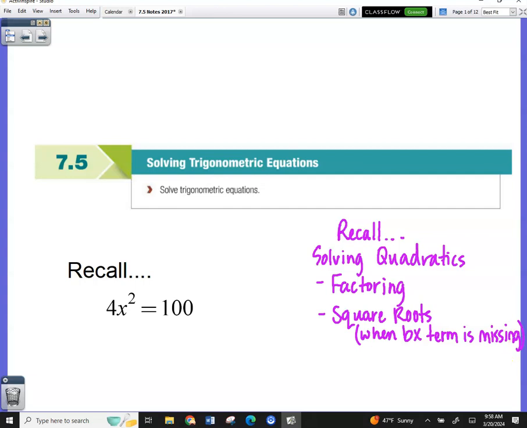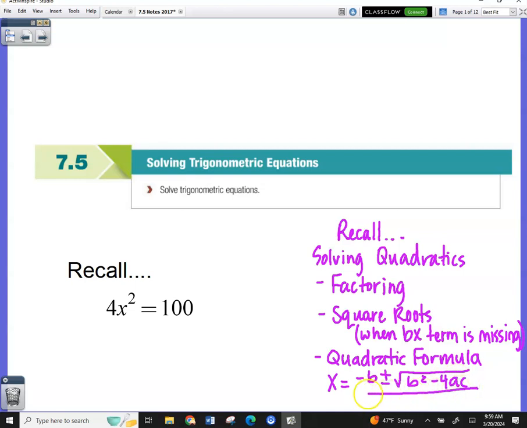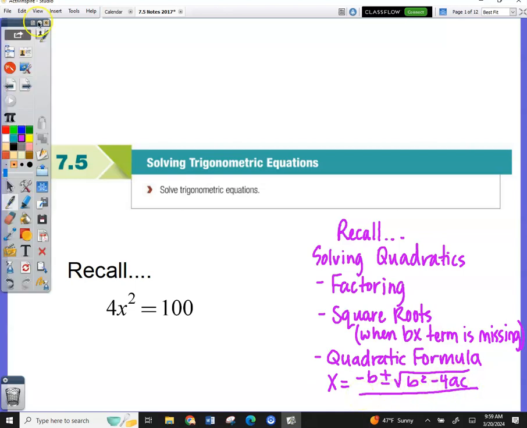And then of course there's solving by completing the square. I'm not even going to write that because it is a headache. And then there is solving by the quadratic formula. If you need a refresher on what that formula is, x equals negative b plus or minus the square root of b squared minus 4ac, all over 2a.